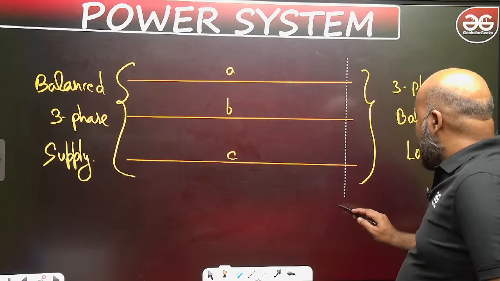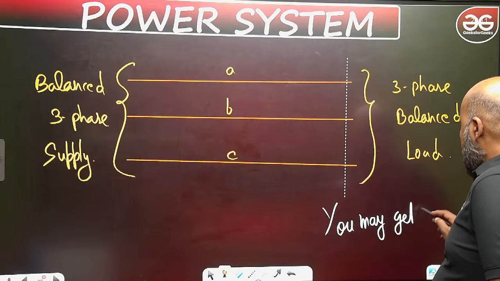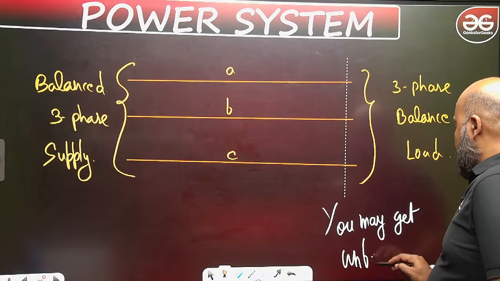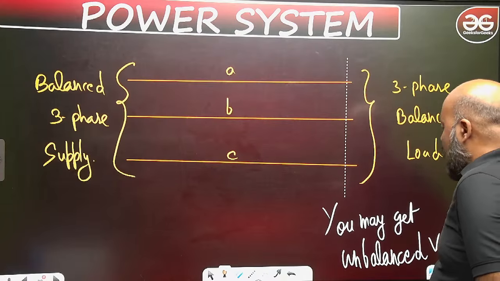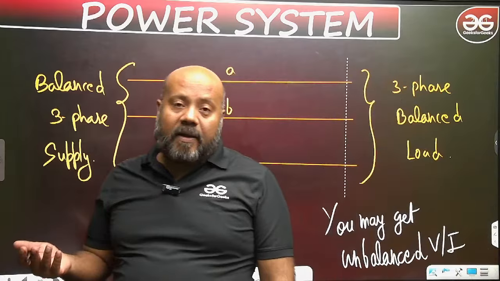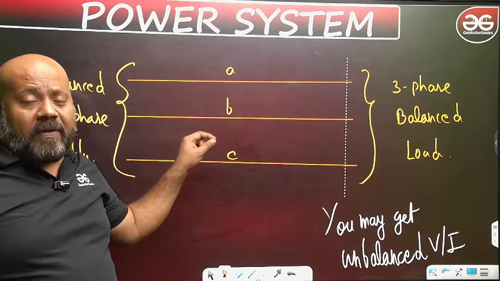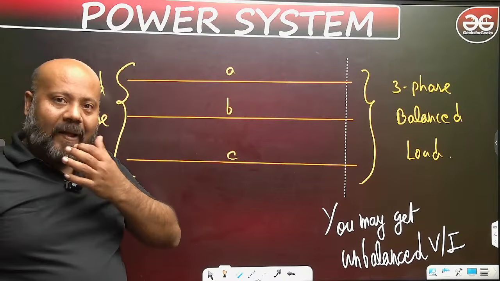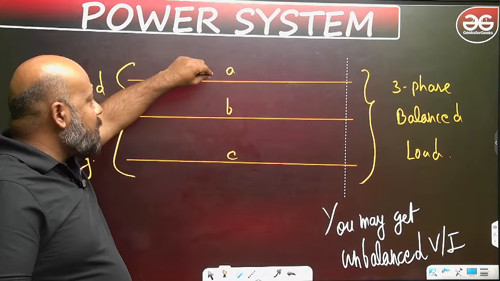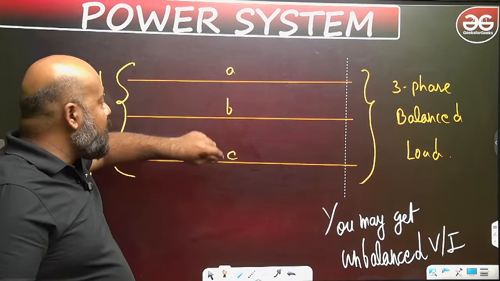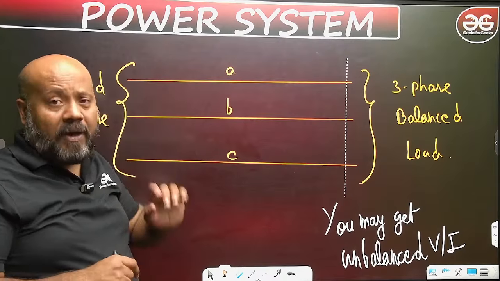you may get unbalanced voltage and current at the load terminal. What is the reason, sir? The reason is the very positioning of A phase, B phase and C phase. The positioning of A with respect to B and C is different from the positioning of B with respect to A and C, and the positioning of C with respect to A and B.